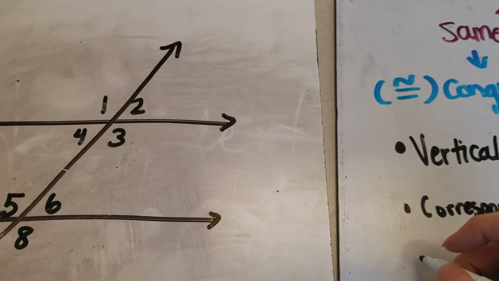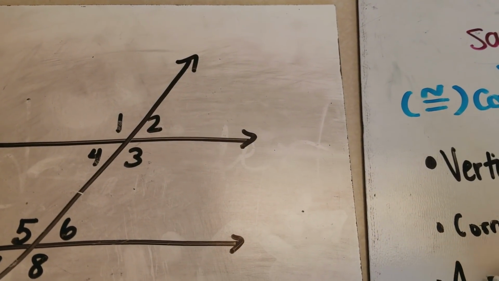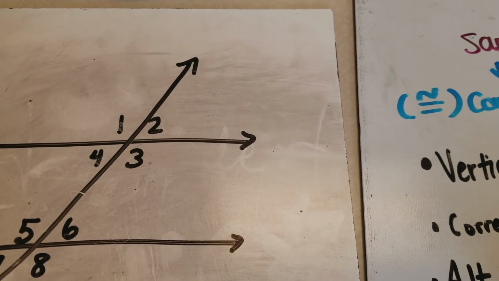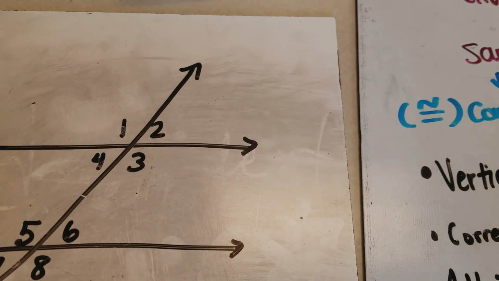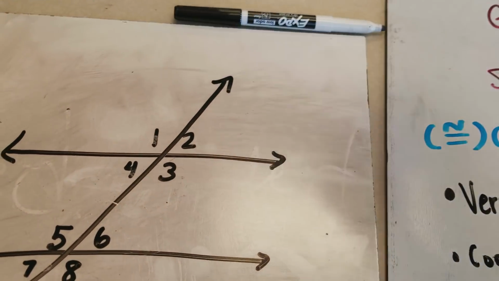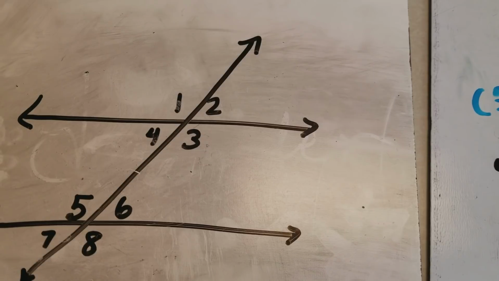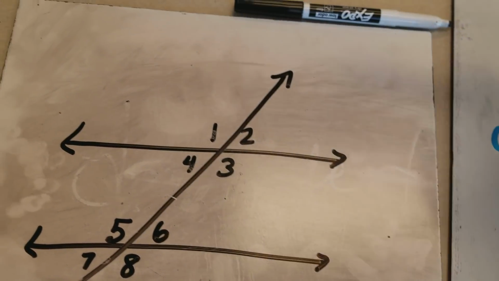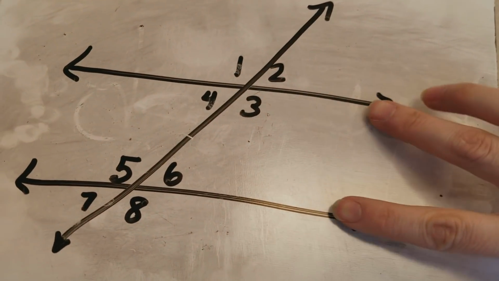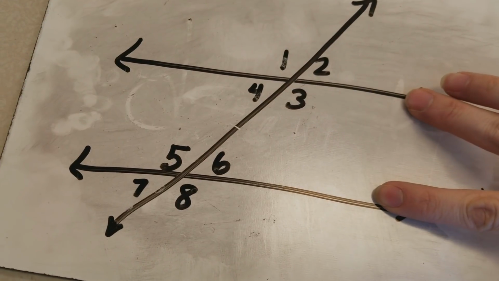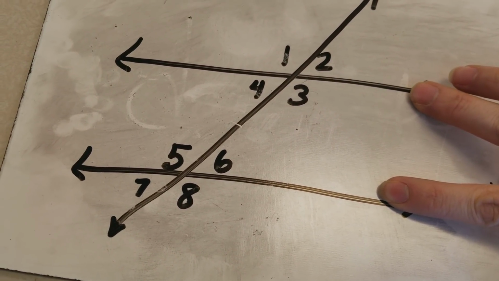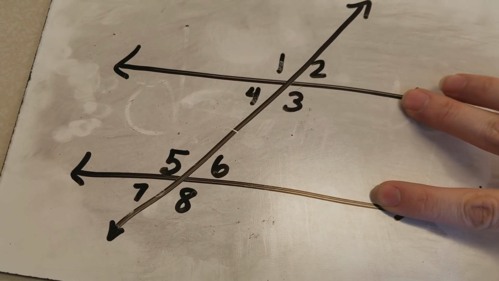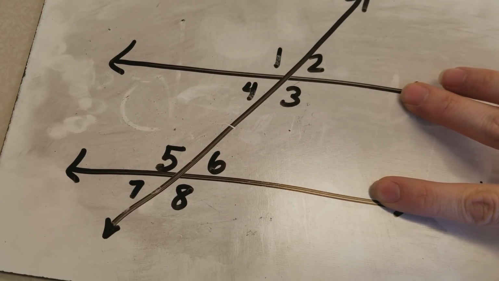If they're the same, they could also be alternate interior. Okay, interior is the important word. It means that they're both inside the parallel lines. So if you're looking at the parallel lines, only 4 angles fall inside those lines: 4, 3, 5, and 6.